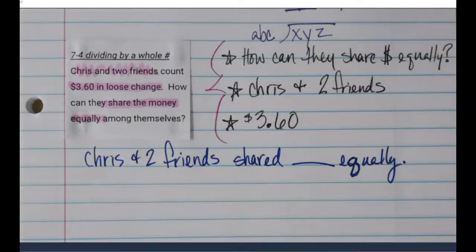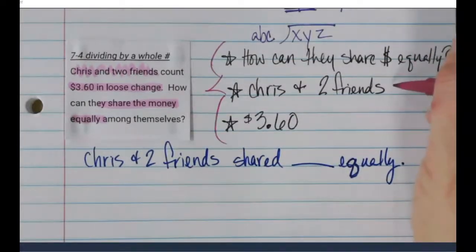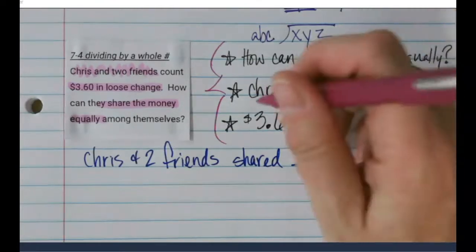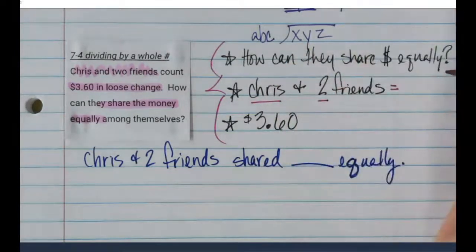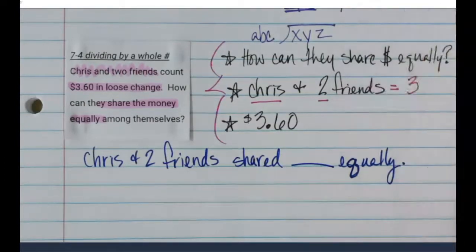You have it reversed. So let's take a look at this. First of all, he did say something I'm not sure you guys caught. We have Chris and 2 friends that are sharing it equally. So who's sharing? How many people are sharing here? How many people, Kaylee? 3. Don't mess that up and just say it's 2 friends. You have to include Chris.